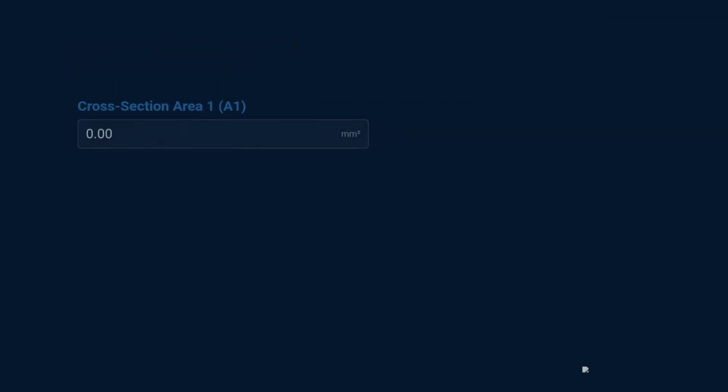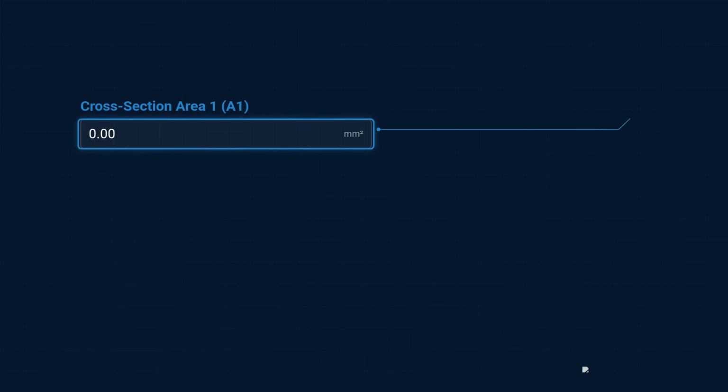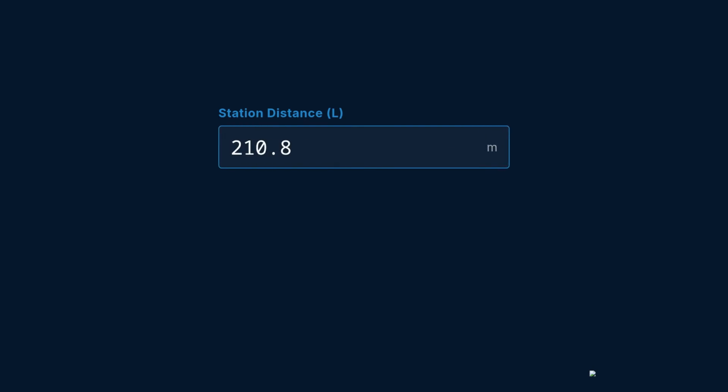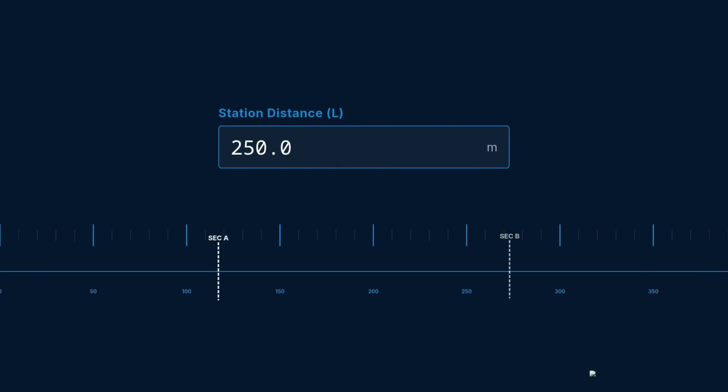Next, we enter cross-section area 1, labeled as A1, where you input the area of your first cross-section. Then cross-section area 2, labeled as A2, for your second cross-section area. Finally, we have station distance, shown as L, which is the distance between these two cross-sections.